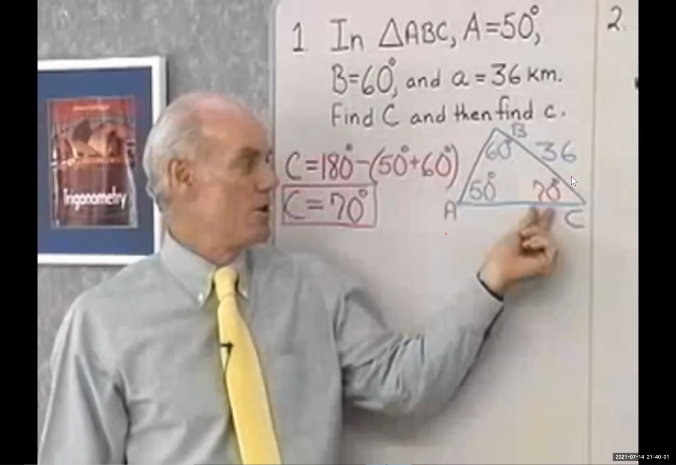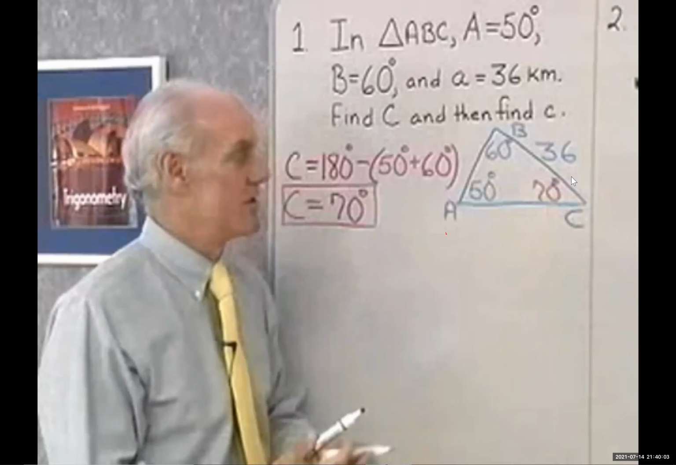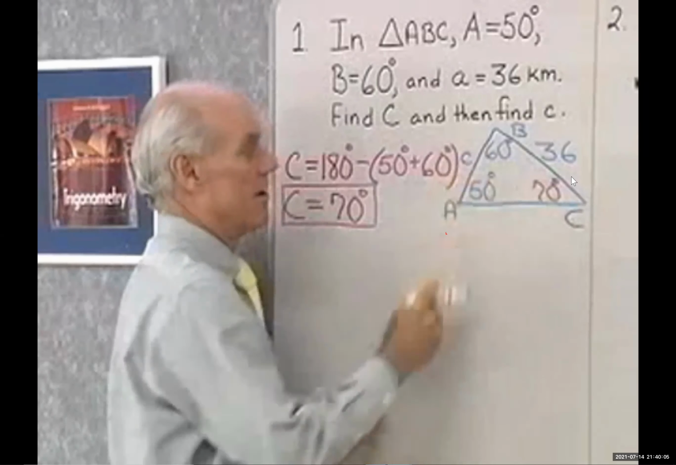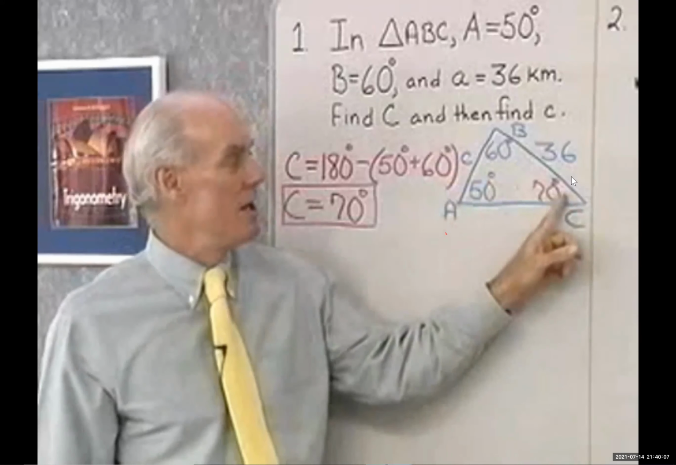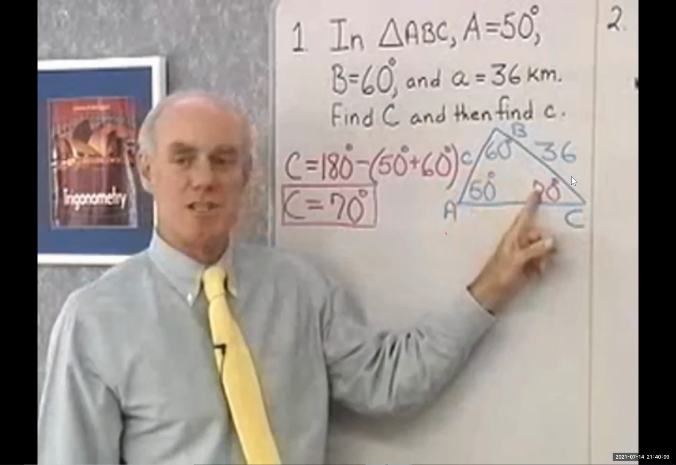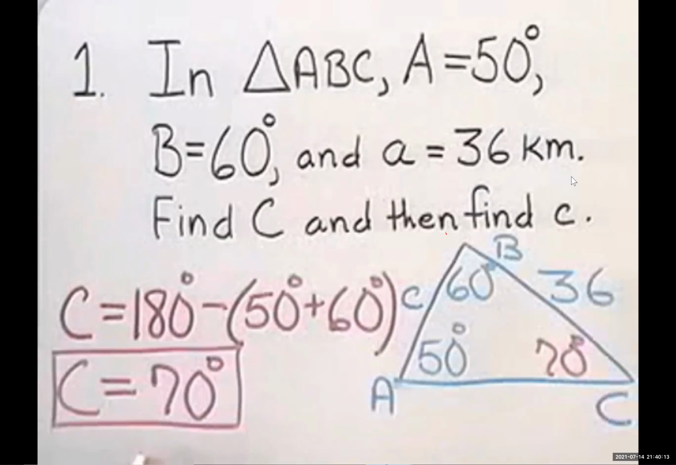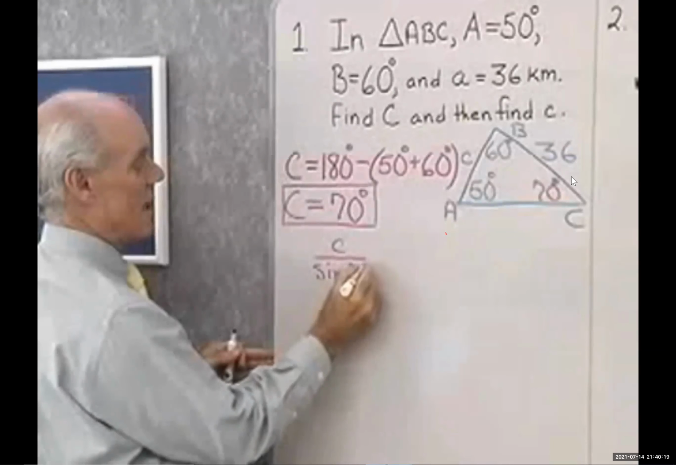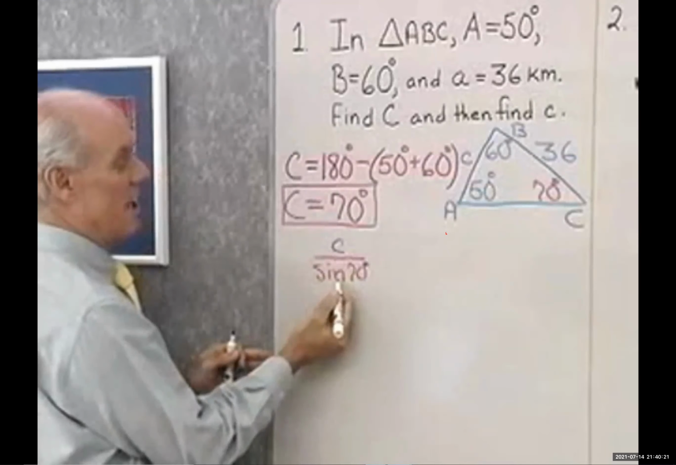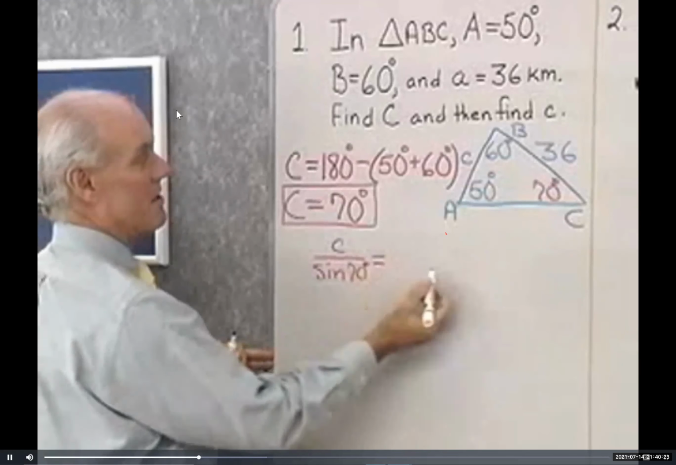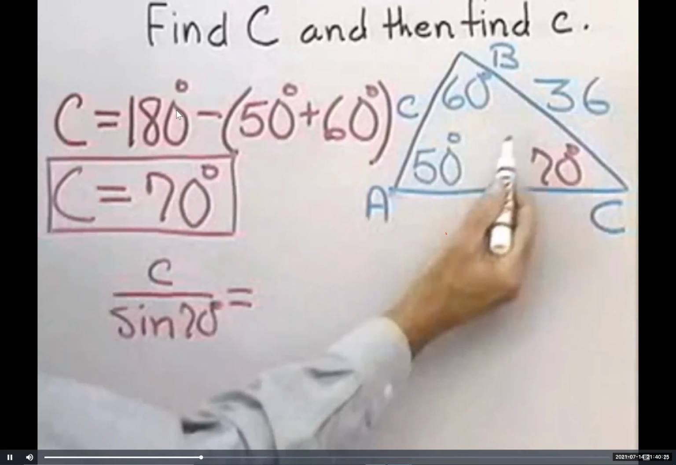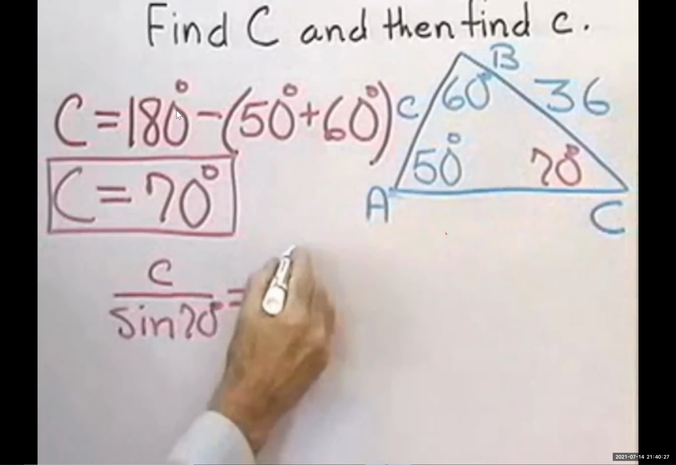Now the next thing I want to do is find side C, the length of side C, so that's right over here, opposite angle C, and to do that I'm going to use my law of sines. So let's do that next. So what I'm going to say is this: C is to the sine of the angle opposite, which is angle C. So C is to sine 70 as, I'll take this ratio right here, 36 is to the sine of 50.